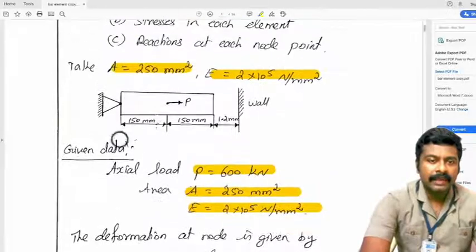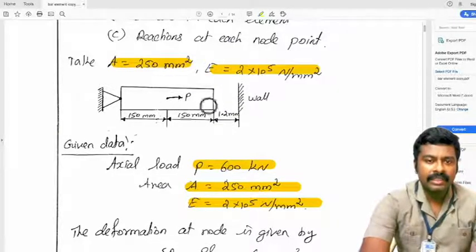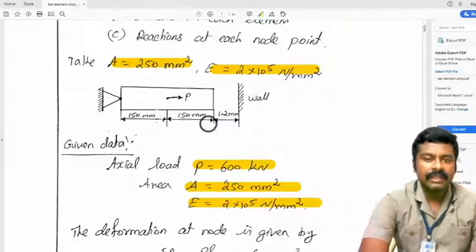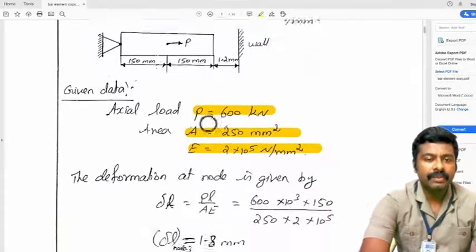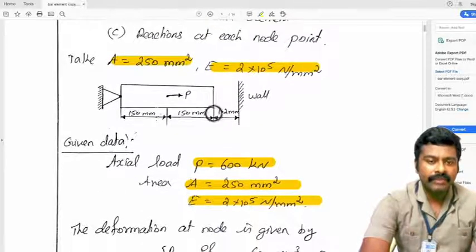First, actually in this diagram, one end is fixed and at the other end there is a gap between the bar element and the wall. The distance between the bar element and the wall is 1.2 mm. So once we apply the axial load, does this bar element touch the wall or not? If the bar element touches the wall, then there is a displacement, and here we have to find the following. So first we find whether the bar element touches the wall or not.